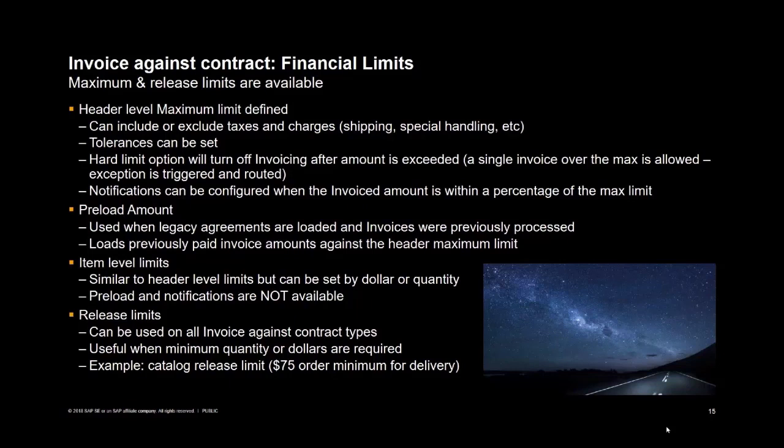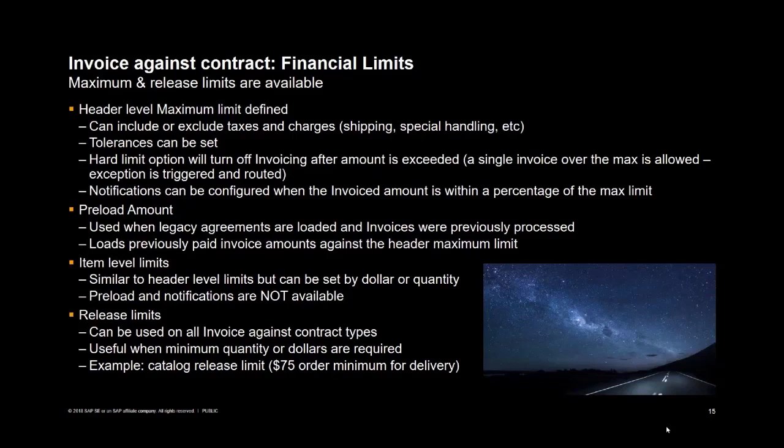Ultimately, within the header level, a maximum limit can be defined. So that's if I sign a $1 million contract, I don't want to pay $2 million. I want to set it to $1 million. This can include or exclude taxes and charges, shipping, special handling, etc. There's a radio button that allows for this.